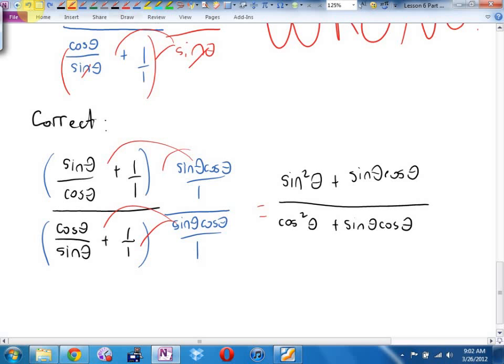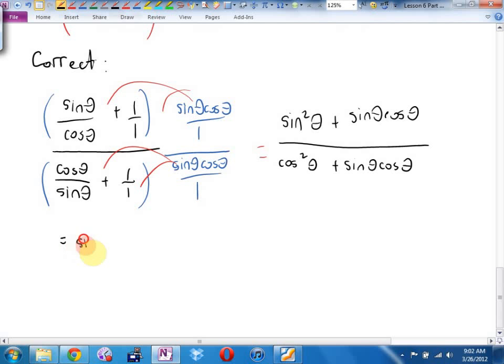Well, if I can't cancel because I haven't factored, you know what I should try doing? Factoring. Yeah, GCF. What do you see on the top? Sorry? You see a sine? I see a sine. And you'll get sine theta plus cos theta left behind in the brackets. GCF in the bottom as well? You don't say, really?